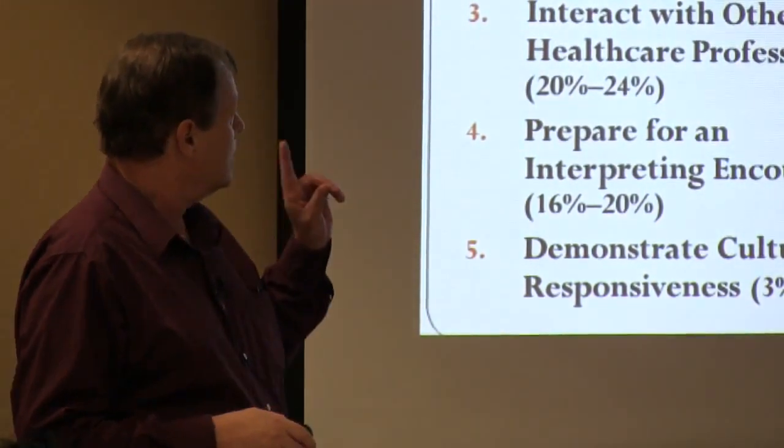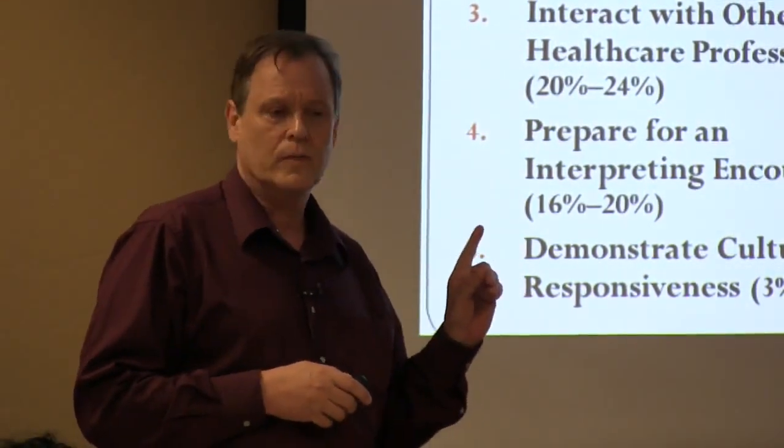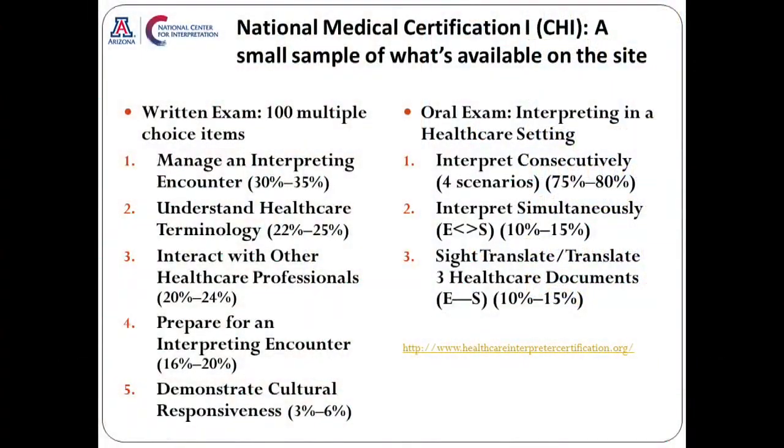So now I'm getting into medical certification. And in medical certification, the same thing holds true. There's candidate manuals, there's information about the tests, and strangely enough, there are 2 national medical certifications. And they also have the same model of a written test and an oral test. Now, why are there 2?